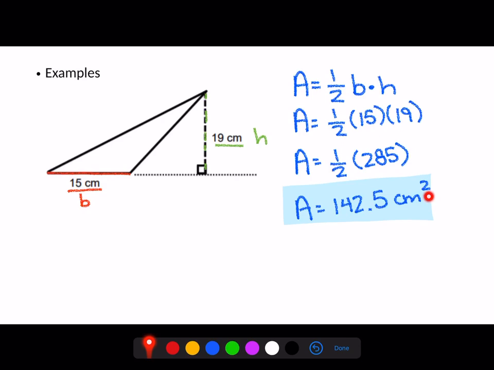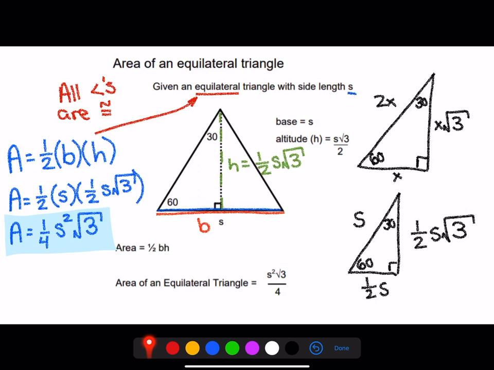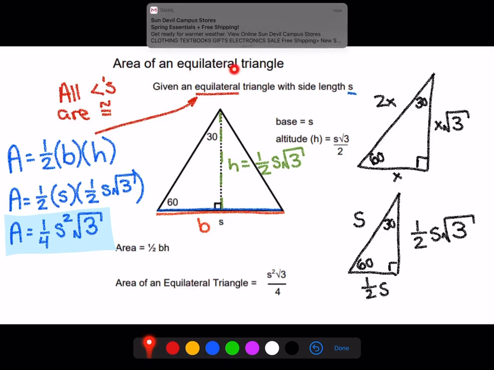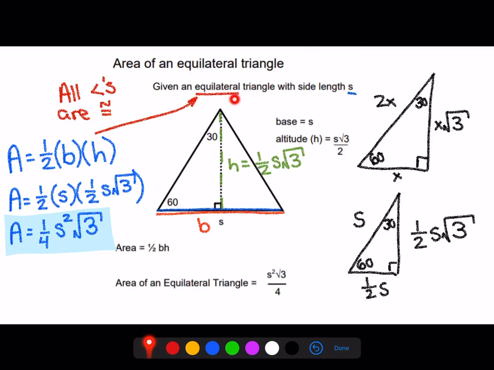All right, so hopefully these have been pretty basic so far, not too difficult. We're going to ramp up the difficulty now. So here's a very specific type of triangle that we've dealt with in the past, an equilateral triangle. Given an equilateral triangle with side length S. So looking at this, all of our side lengths are length S. See that down there, and then this is also S right over there.